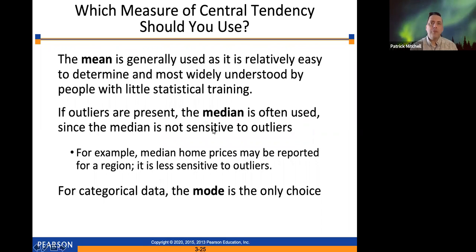All right, so which measure of central tendency should you use? The mean is generally used as it is relatively easy to determine and most widely understood by people with little statistical training. However, if outliers are present, the median is often used since the median is not sensitive to outliers. For example, median home prices may be reported for a region because it's less sensitive to outliers. And of course, for categorical data, the mode is the only choice.